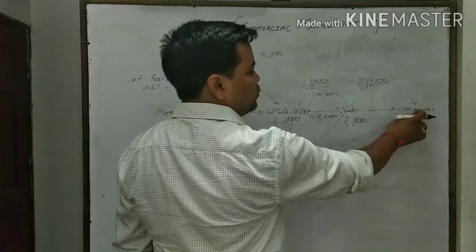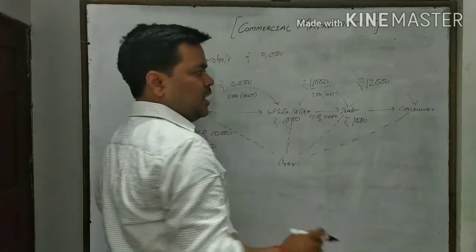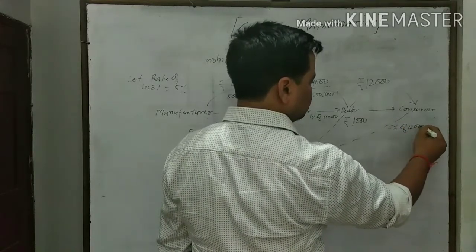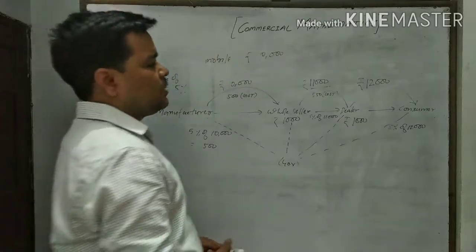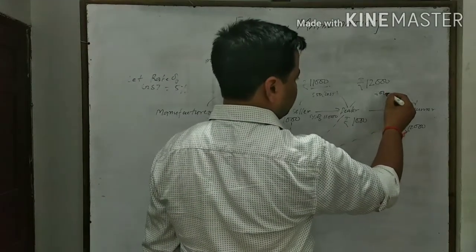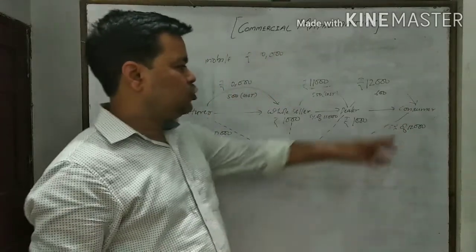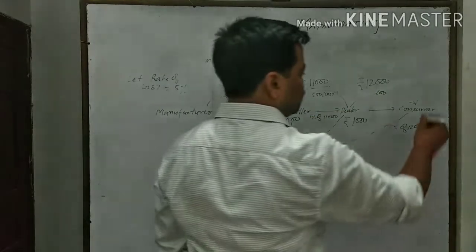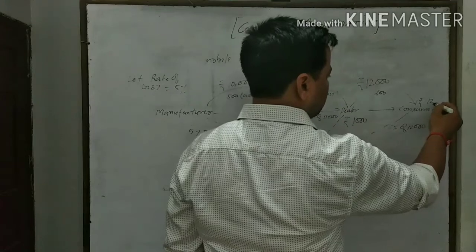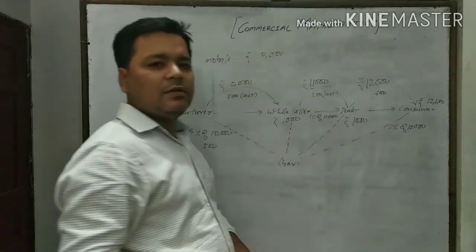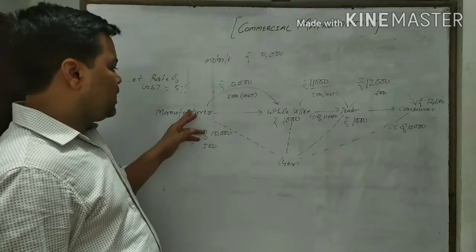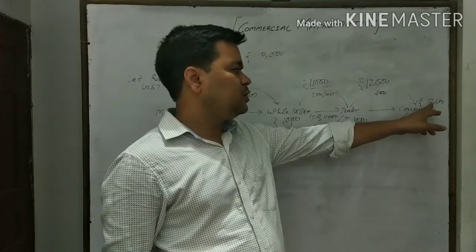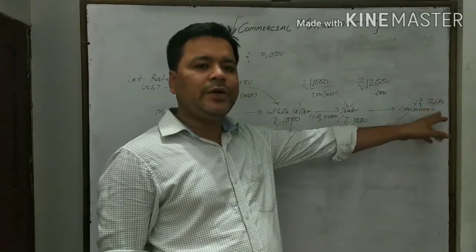Then the consumer has to pay GST on 12,000 rupees. It will be 5% of 12,000, and 5% of 12,000 will be 600 rupees. It means finally the consumer has to pay 12,000 and 600 also. The total rate of that mobile will be 12,600 rupees. The manufacturing company sells to the wholesaler at 10,000, but finally the consumer has to pay 12,600 rupees including GST.